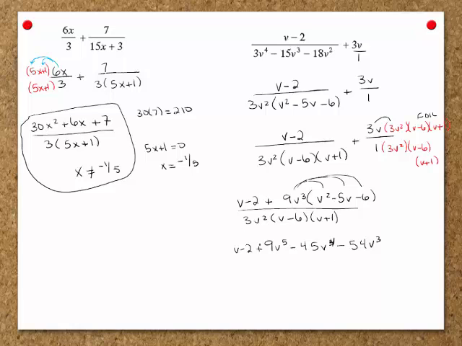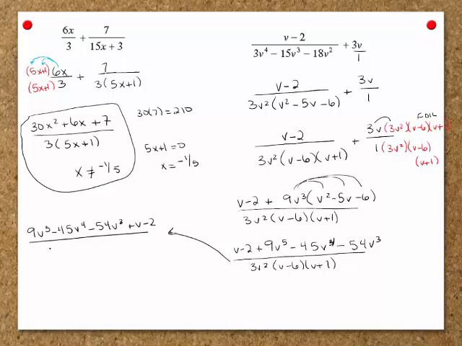And I need to combine like terms if I have any, which I don't, but I'm going to go ahead and rearrange this. Looks like I'm running out of space, so I'm going to come over here. So I'm going to have 9v to the fifth minus 45v to the fourth minus 54v to the third plus v minus 2 over 3v squared times v minus 6 times v plus 1.